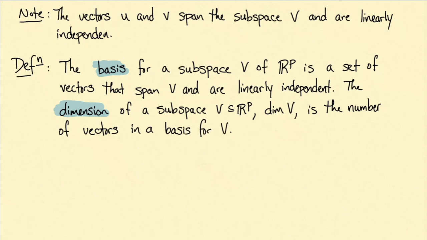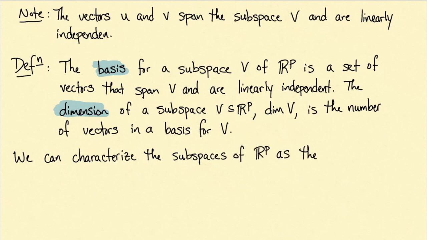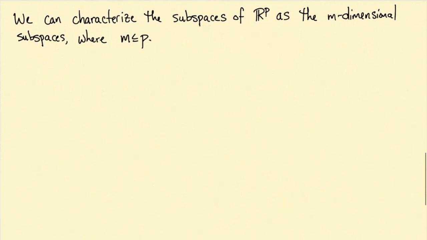Now it's important to note here that because V is a subspace of Rp, and Rp has a basis with p elements, i.e. it is a p-dimensional space, all of the subspaces must have dimension at most p. And in fact, this definition allows us to characterize all the subspaces of Rp as the m-dimensional subspaces, where m is at most p. So for example, let's do R1, R2, and R3.